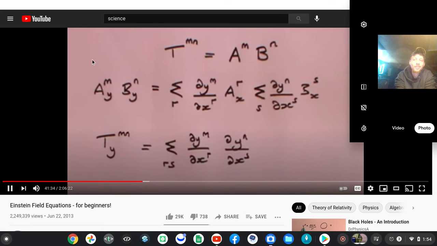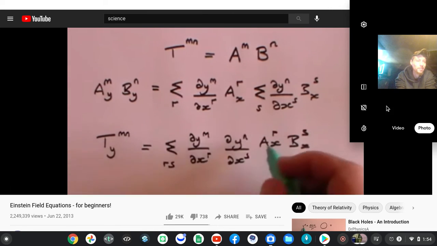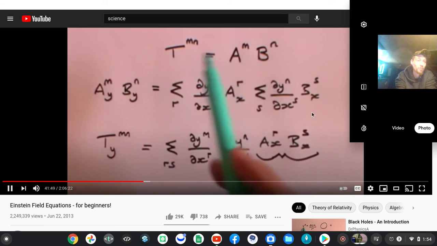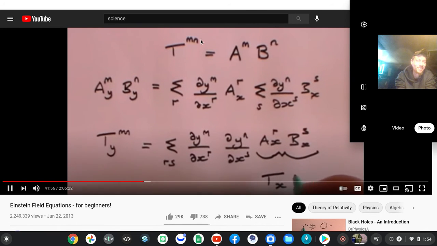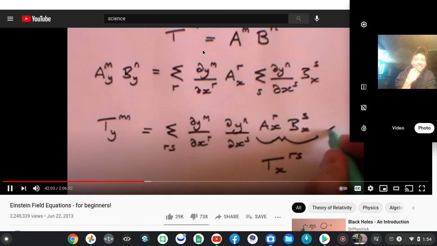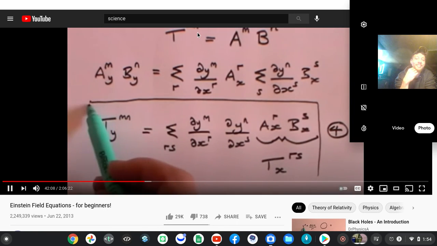times A r B s. And what is this? Well, if you look at this term up here, you'll see that it's just another tensor. In this case, it's the tensor in the X frame of reference, but its indices are r and s. That I'm going to call equation 4. I'll put a block around that because we may need that in the future.